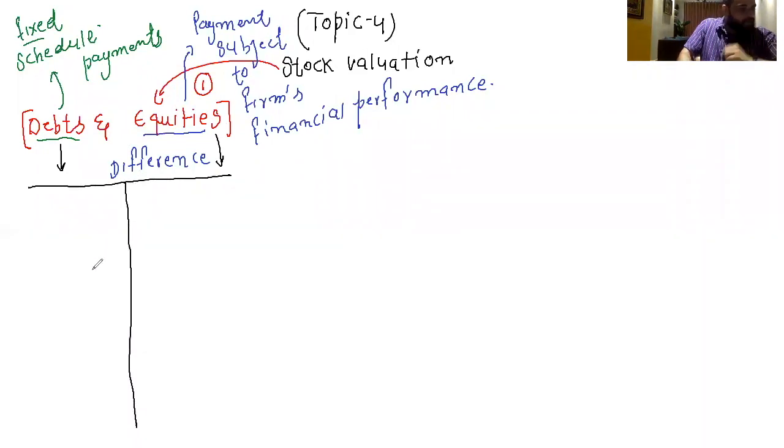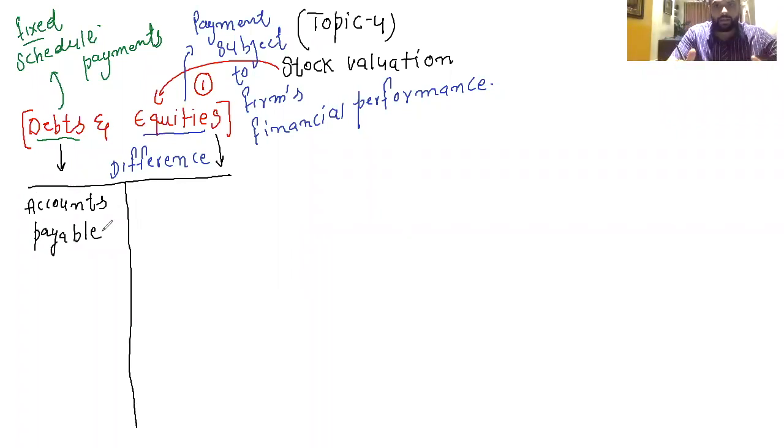Okay, so debts are known as accounts payable. What does it mean, accounts payable? Accounts payable means the people to whom we have to pay money back. So we have obligations to return money to the people. So those people are called accounts payable.